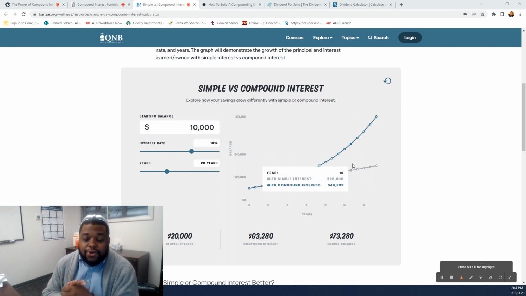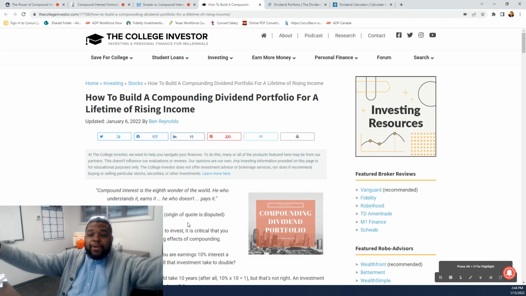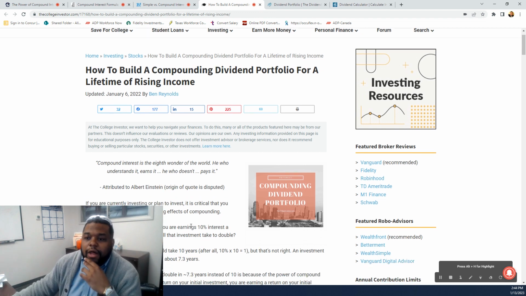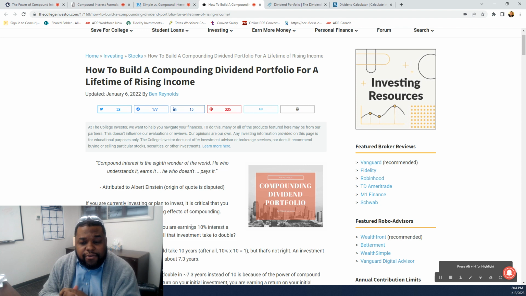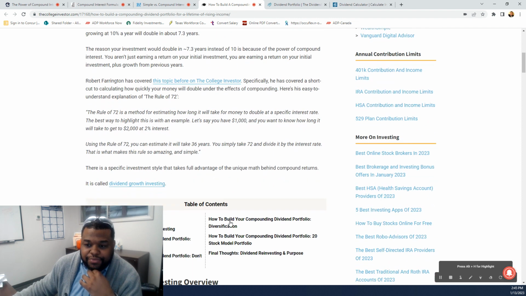Now let me go over and show you some ways you can make compound interest in your daily life. Most importantly, how to build a compounding dividend portfolio for a lifetime of rising income. This is very important. There are many different ways you can participate in compound interest. One is if you buy ETFs or index funds, dollar cost average whatever ETF or index fund you choose on a monthly basis, let it increase, and then your portfolio balance will increase over time. Another way, what I like to participate in, is compounding dividends.